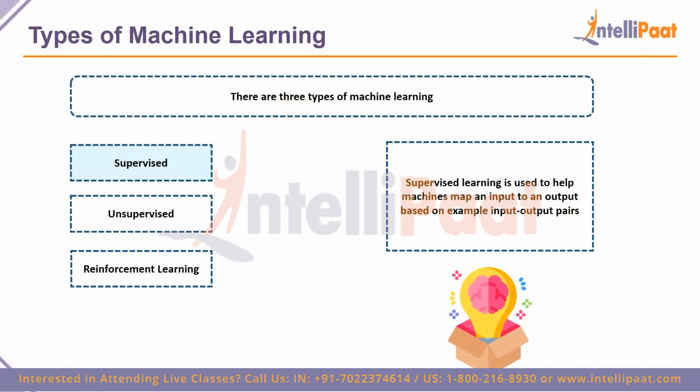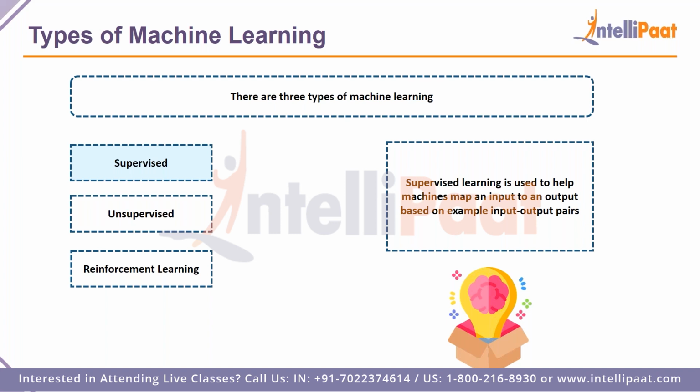There are three kinds of machine learning algorithms available, or three broad categories in which machine learning algorithms can be divided. These categories are divided based on what kind of data we give them, how they learn, and what kind of problems they solve. So the first one is supervised learning.